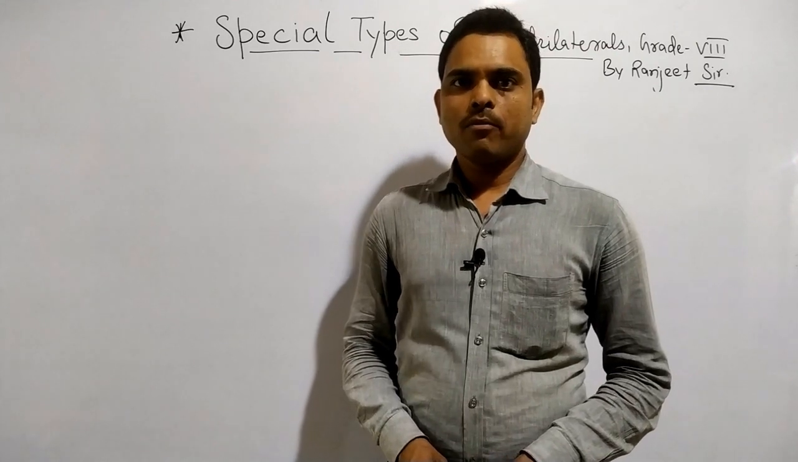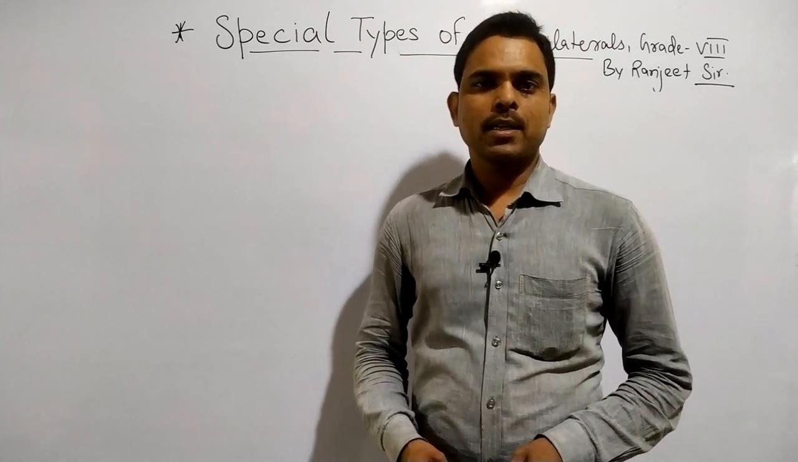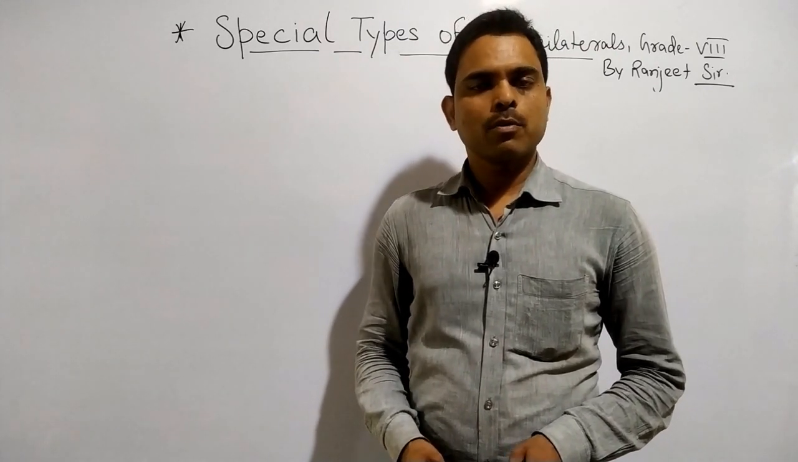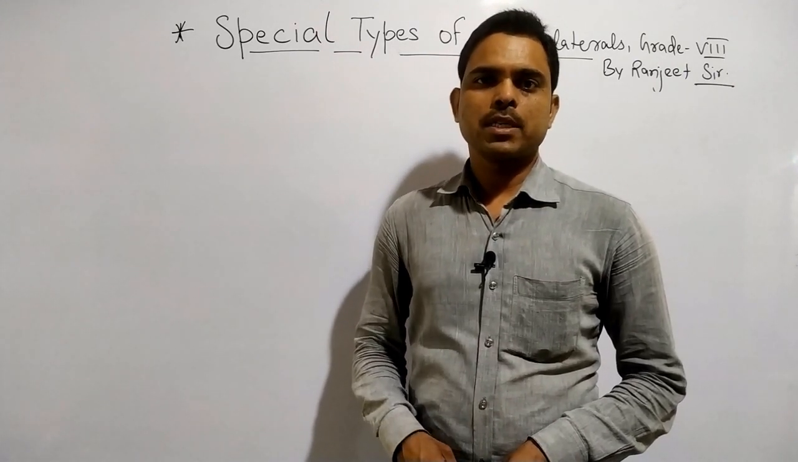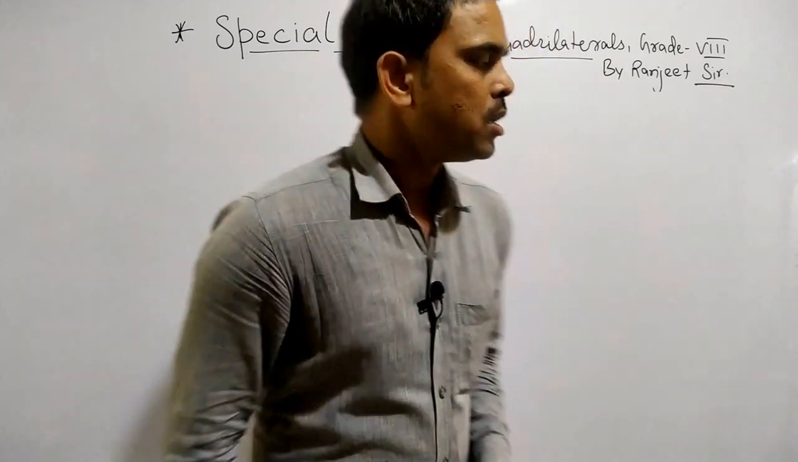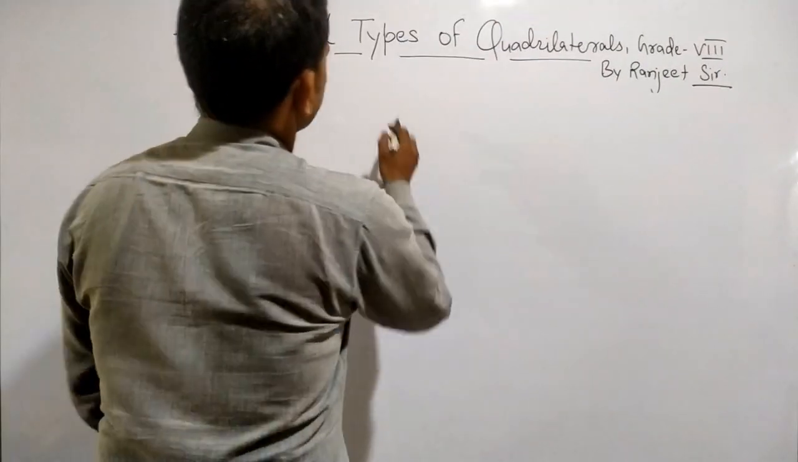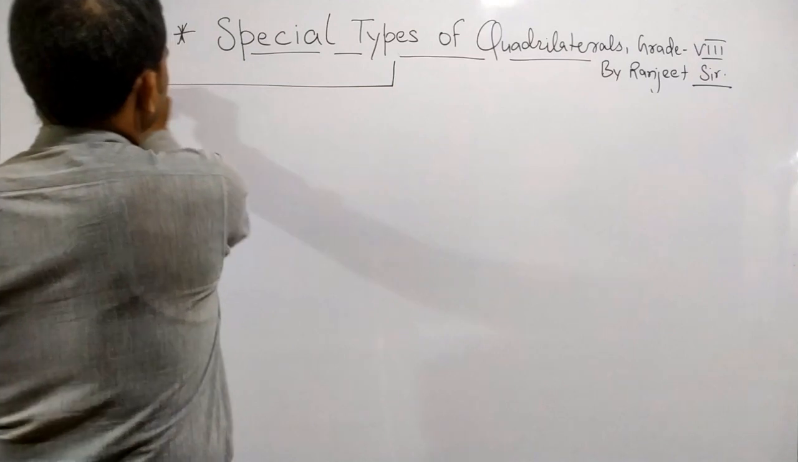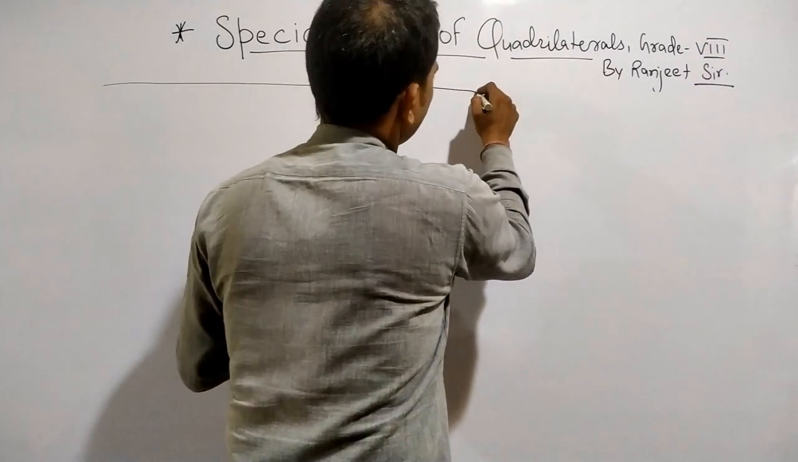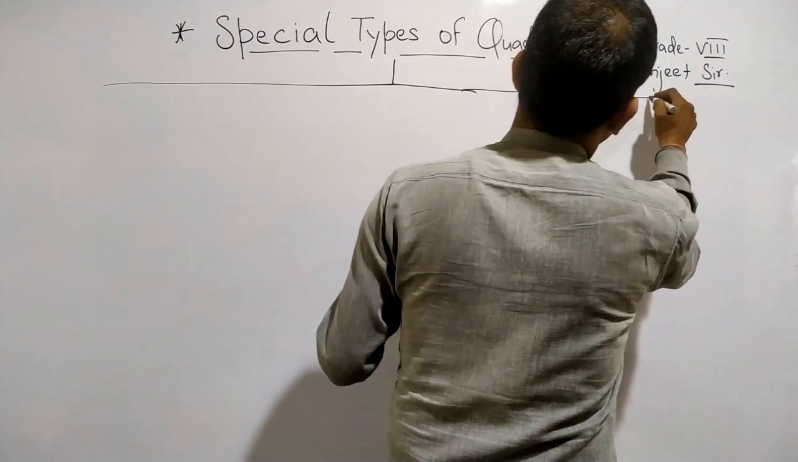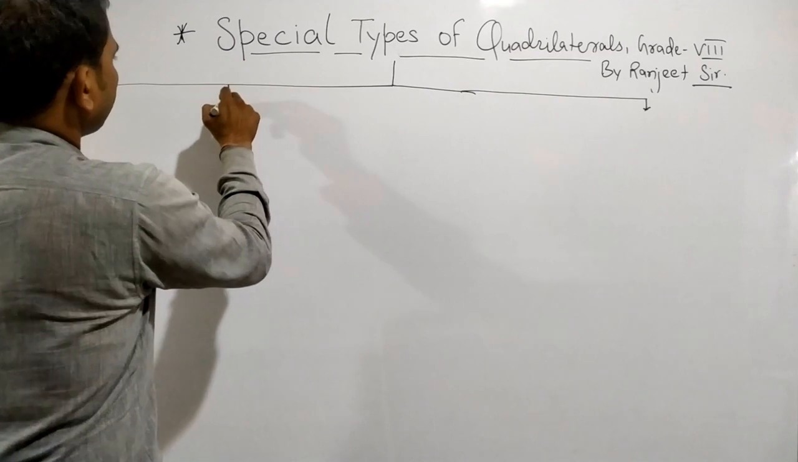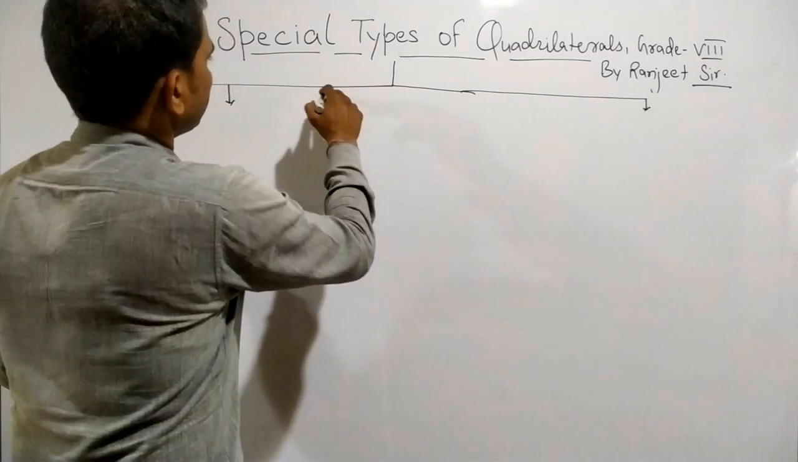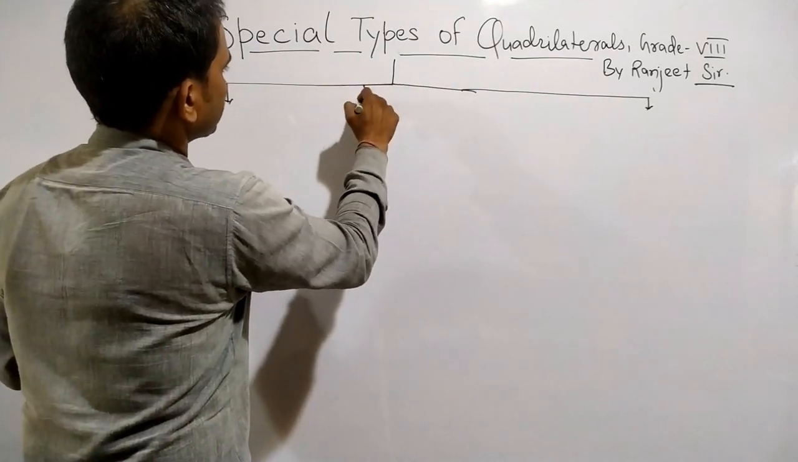And today I'm with a new topic, that is special types of quadrilateral. So let's see now what these properties, these types are. With the flow chart, I try to explain the name of all the different special types of this quadrilateral. Quadrilateral means in all the types there will be 4 sides.